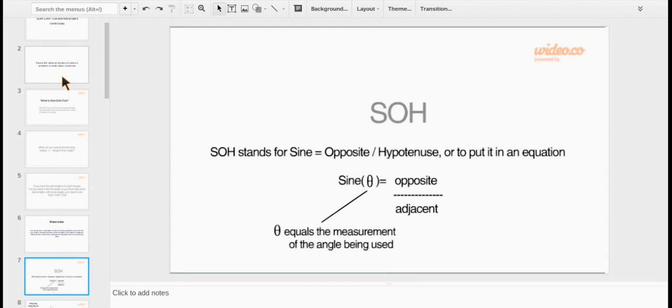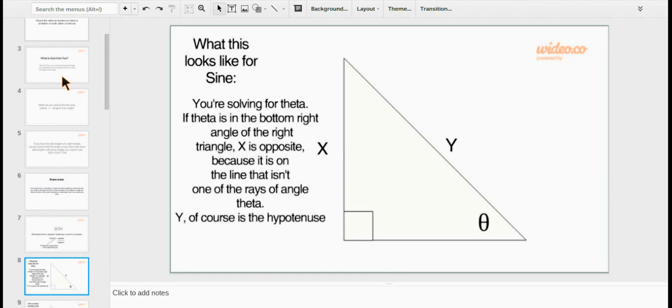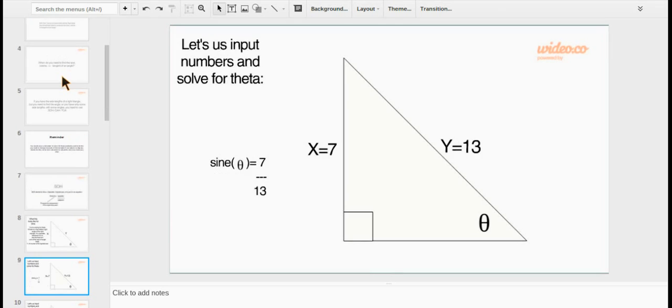Soh. Soh stands for sine equals opposite divided by hypotenuse, or to put it into an equation, sine of theta, theta equaling the measurement of the angle being used, equals opposite over hypotenuse. What this looks like for sine: you're solving for theta. If theta is in the bottom right angle of the right triangle, x is opposite, because it is on the line that isn't one of the rays of angle theta. Y, of course, is the hypotenuse.